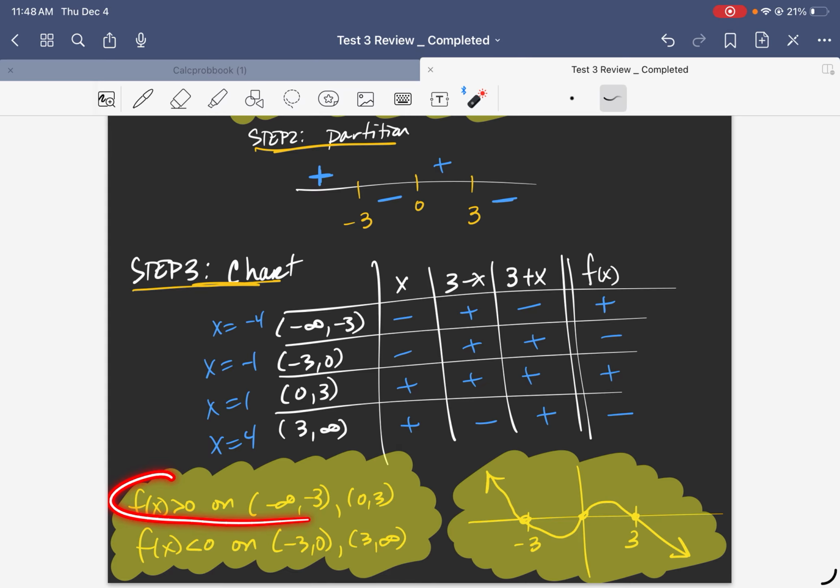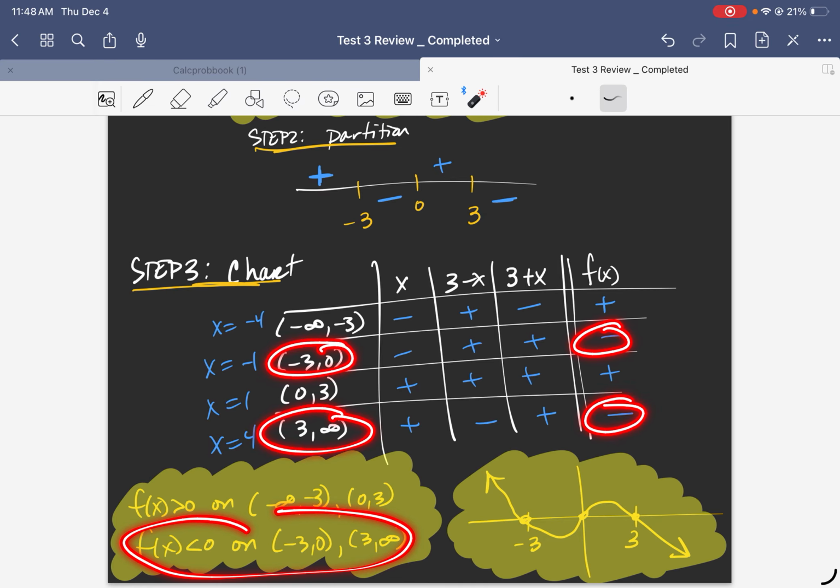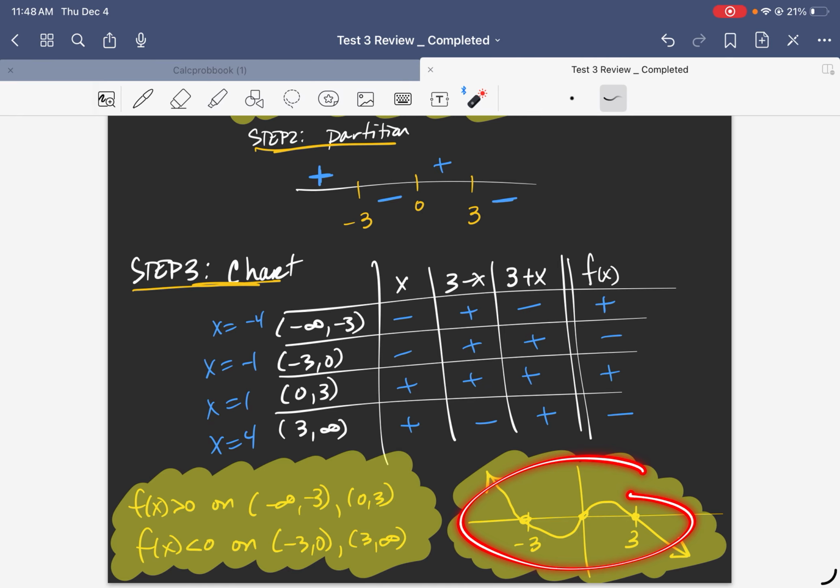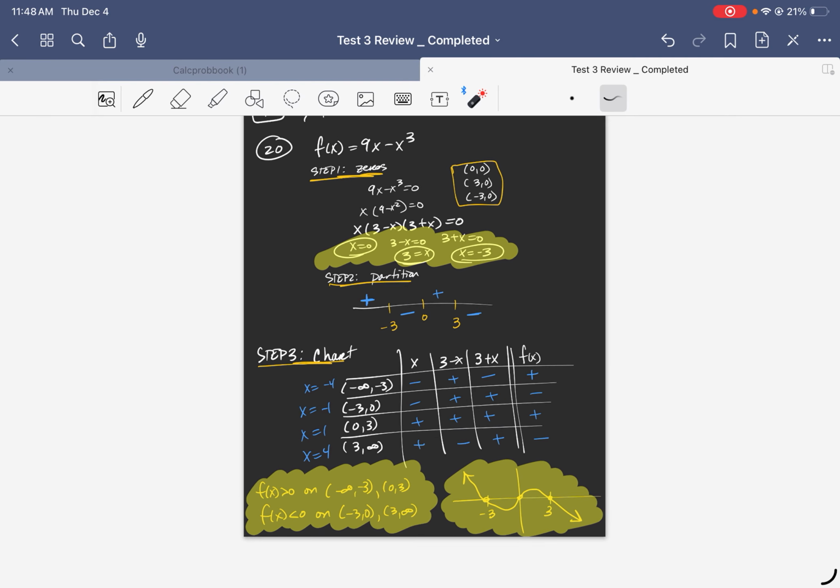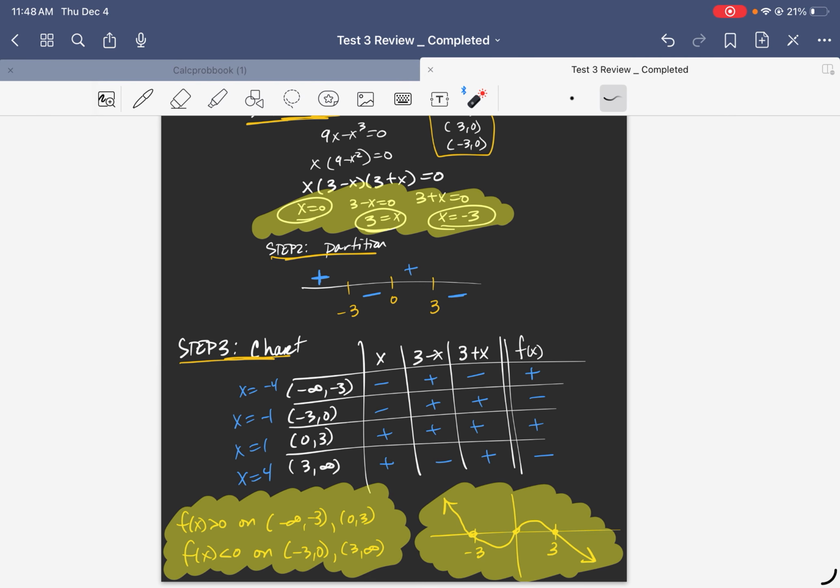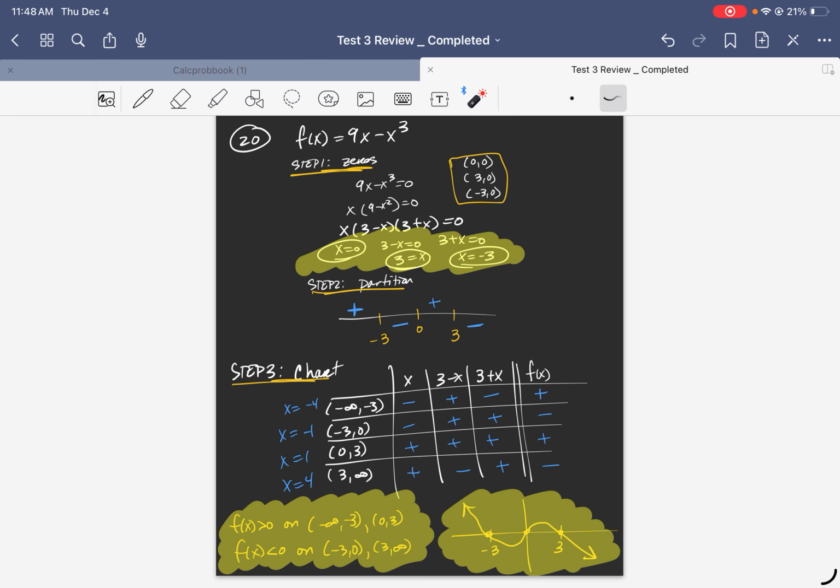That means that f is positive on these intervals, and f is negative on these intervals. And then you draw the graph from the chart. Everything in yellow you must have on an answer to this question, but I would assume that I should still see everything just to be safe, but bare minimum I must see everything in here.